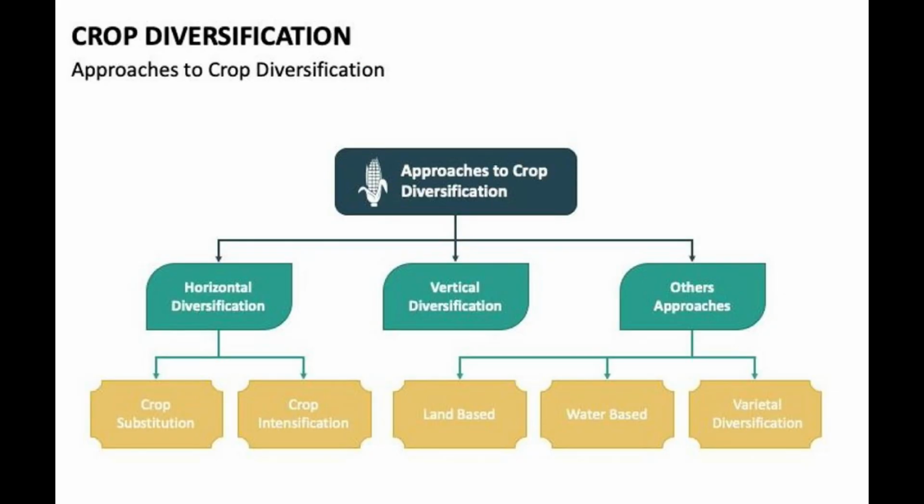This image shows the approaches to crop diversification. Crop diversification approaches are classified into three types: horizontal diversification, vertical diversification, and other approaches. Horizontal diversification is classified into two types: crop substitution, crop intensification. Other approaches are classified into three types: land-based, water-based, and varietal diversification.